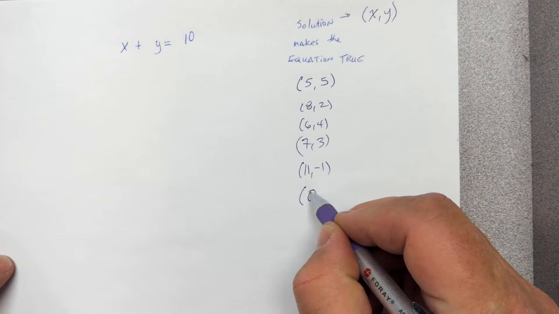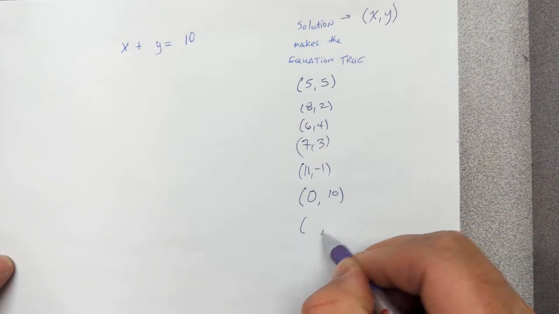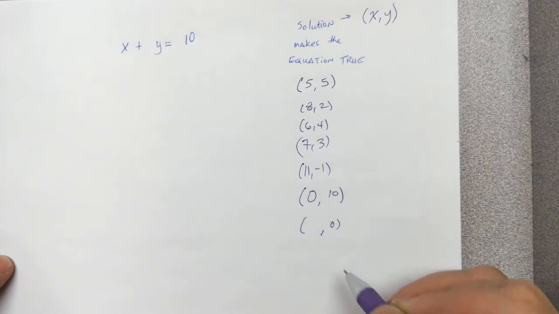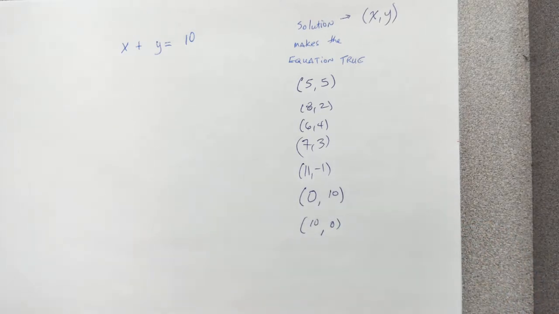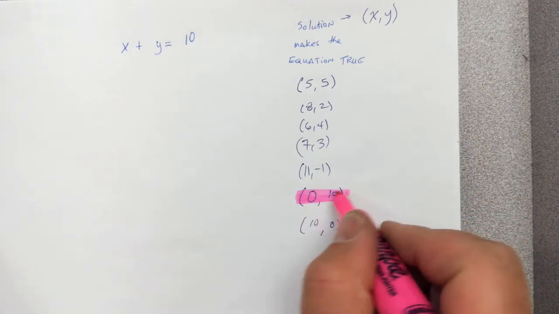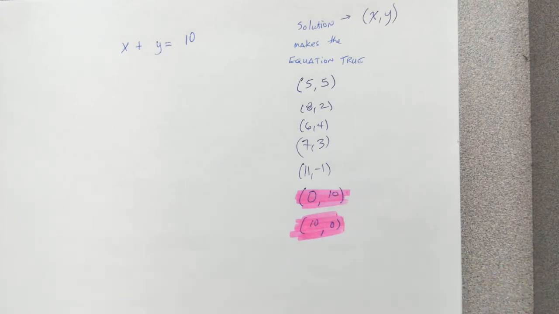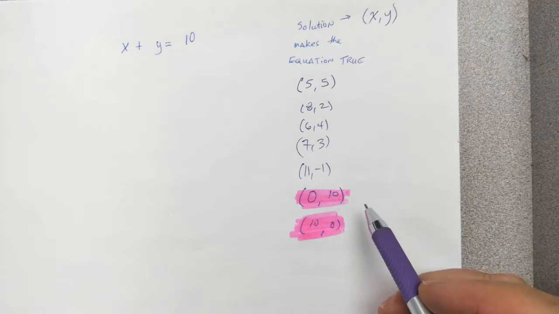What if X was 0? What would Y have to be? Okay, 10. Now, here's my other question. What if Y was 0? Okay, 10. These are important. These two right here, muy importante. That's a cow's favorite word in Spanish, by the way, Daniela. Muy. Right, Gabby? Those are the two most important ones.